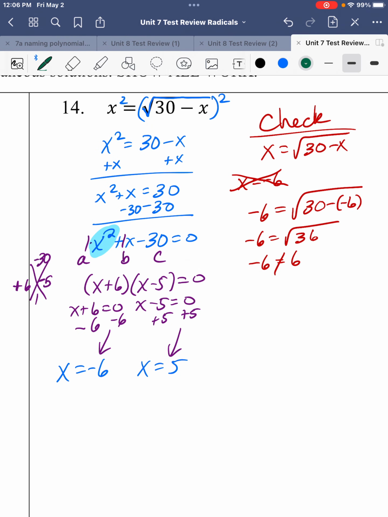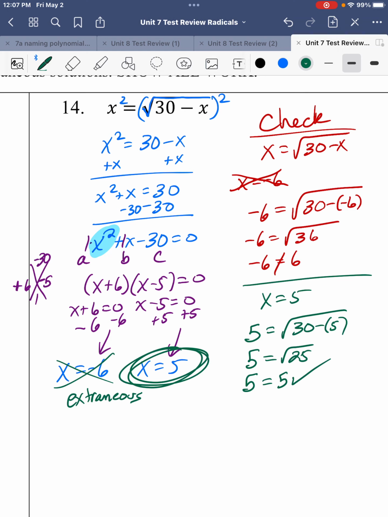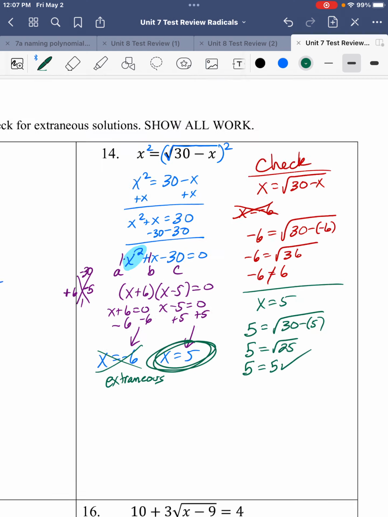Okay, next one, I'm going to check x equals 5. So put it back into the original equation. 30 minus 5 is 25, square root of 25 is 5. All right, that one's good. So that means 5 is the solution. That's the only one. Negative 6 is not. That's called an extraneous solution. You don't need to write it down. It just means that it's not a real solution, even though you mathematically got it.